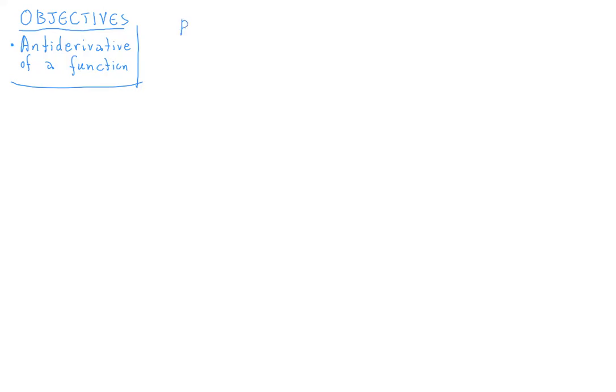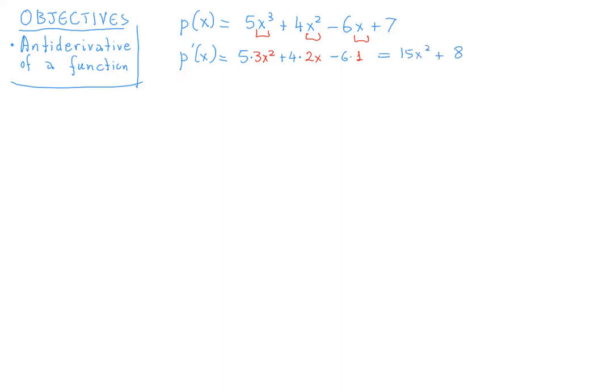So for example, let's do a generic example. If you have something like 5x cubed plus 4x squared minus 6x plus 7, then the derivative can be found simply by taking the derivatives of the corresponding monomials. The constant has derivative 0, so we don't even have to worry about this. The derivative of x cubed is 3x squared. The derivative of x squared is 2x. And the derivative of x is 1. And then multiply those with the coefficients: 5 times 3x squared plus 4 times 2x minus 6 times 1. So the final answer here will be 15x squared plus 8x minus 6.